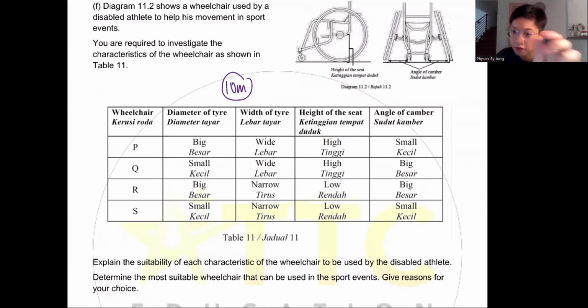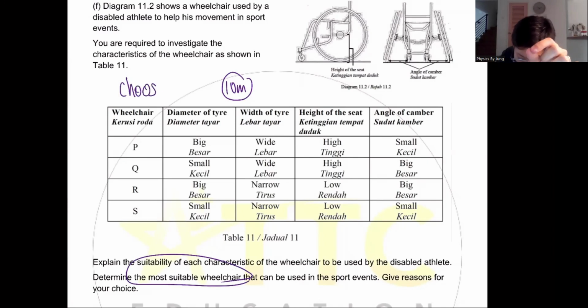In this one, the main thing is you are trying to determine the most suitable wheelchair. So I call this the choose essay, meaning at the end, you have to give a conclusion: therefore, I will choose P or Q or R or S. The main concept here is choosing.